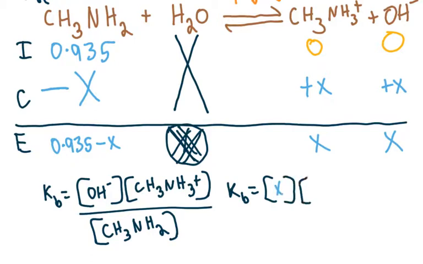Then our concentration for our methylammonium cation is X. So let's go and write that. Then we divide that by our concentration of our methylamine, which is 0.935 minus X. So let's go ahead and write that down. 0.935 minus X. All right, sweet.